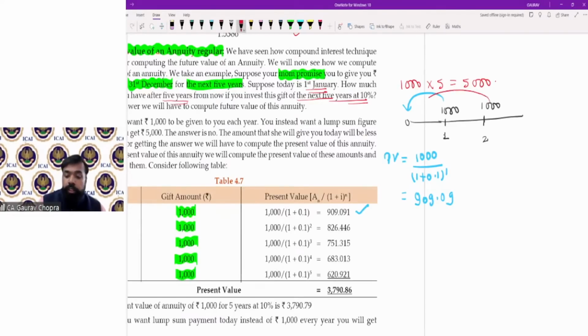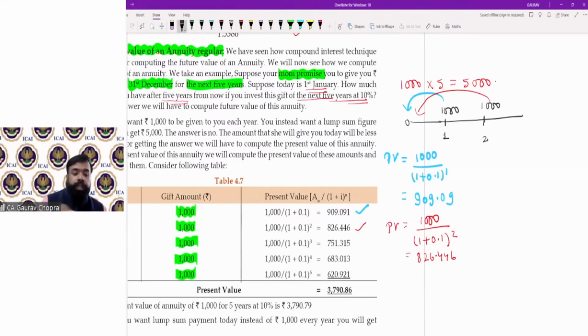इसकी worth आज क्या होगी? इसको आप कैसे calculate करेंगे? So present value is equal to 1000 divided by 1 plus 0.1 to the power of 2. This time you have to use power 2. Power 2 आपको use करना है. Why 2? Because this 1000 we are receiving after second year. So how much you are getting? 826.446. This is the amount for second year.